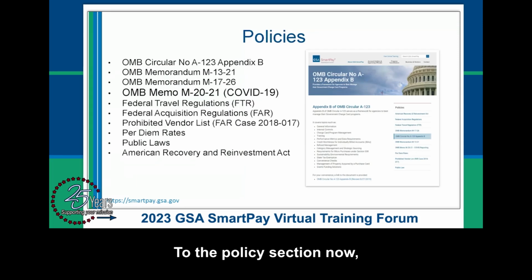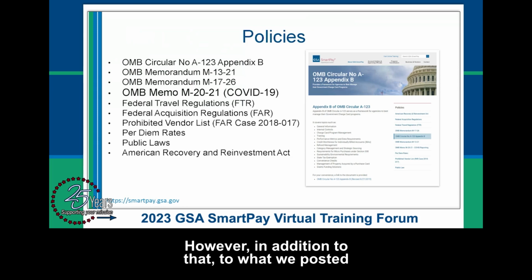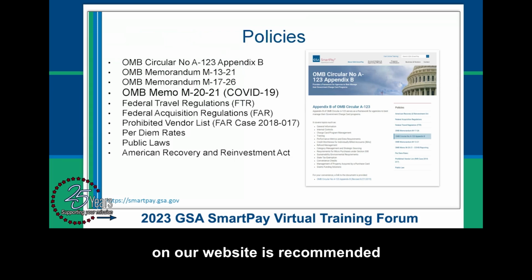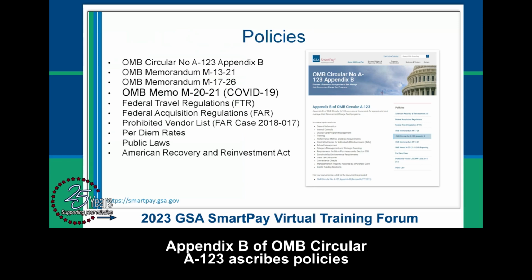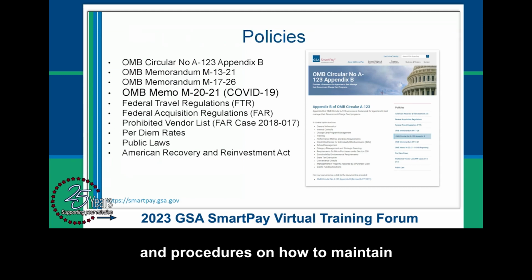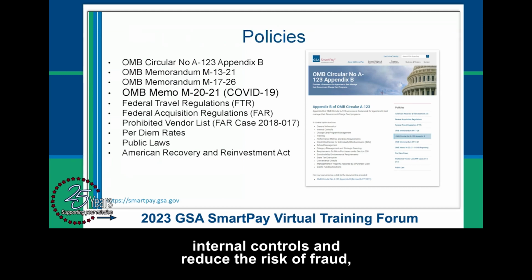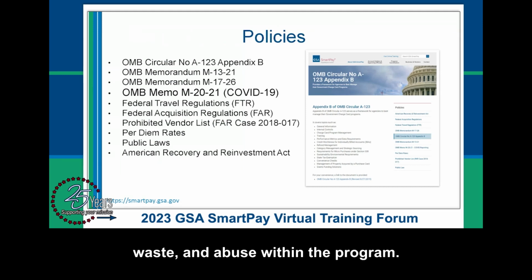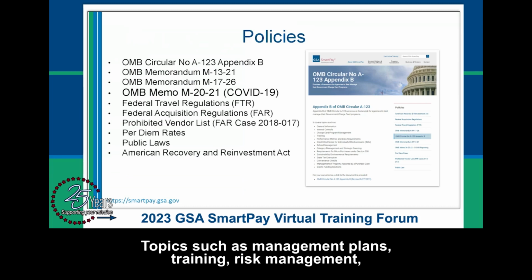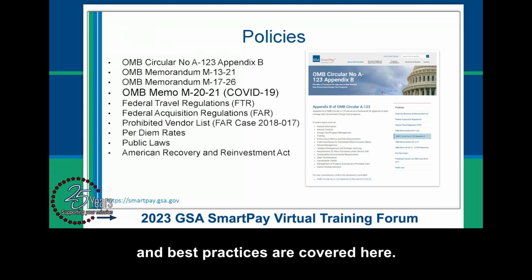Head to the policy section now. The policy section contains all relevant legislation and regulations. However, in addition to what we posted on our website, it is recommended that you also review your agency-specific policy. Appendix B of OMB Circular A-123 describes policies and procedures on how to maintain internal controls and reduce the risk of fraud, waste, and abuse within the program. Topics such as management plans, training, risk management, and best practices are covered here.